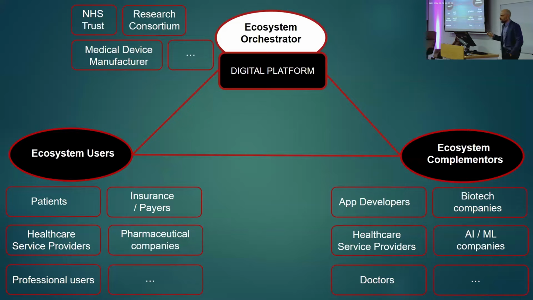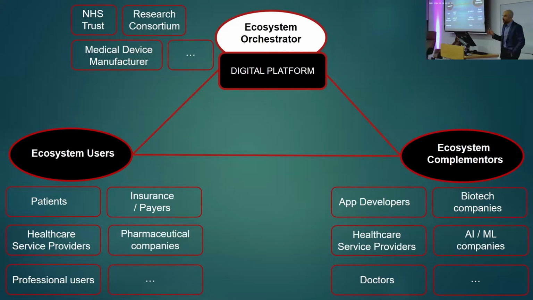The second set of actors is complementors who are the producers of services and products. And these may also vary, right? They could be software developers, machine learning experts. They could be also biodata banks, genomics, research institutes, and even healthcare providers and healthcare professionals. So for example, doctors on platforms like Doctor Care Anywhere are complementors, right? Because they provide services on demand.